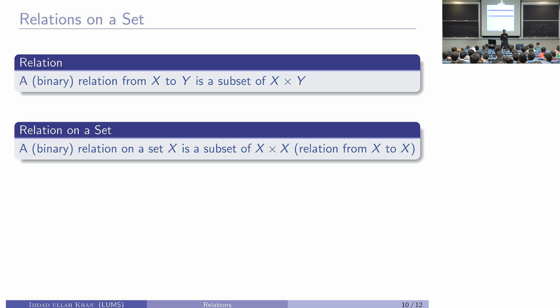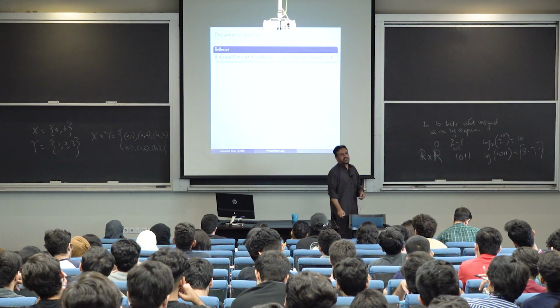But when this is the same set, we don't say it's a relation from A to A. We say it's a relation on the set A. It's a binary relation on the set A. That makes it clear that it is a relation from A to A, or a subset of A cross A. Okay, so a relation on the set X. That's just a word. A relation is called reflexive. Okay, let's just stop at this point.